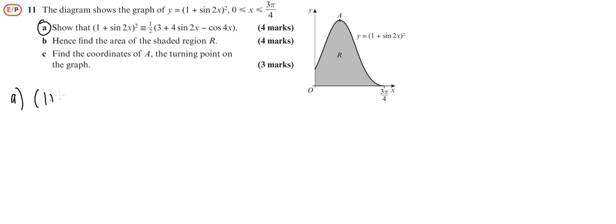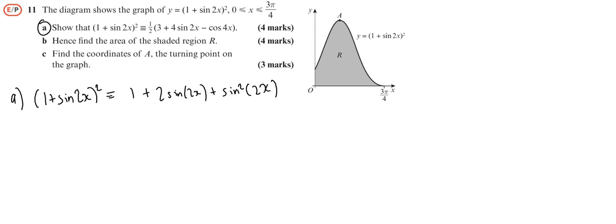So we've got 1 plus sine of 2x squared. That means that basically we're just going to have two brackets. So we get 1 times 1, that's 1. 1 times sine 2x, and sine 2x times 1. So we've got 2 sine of 2x. And finally, we've got sine squared of 2x. Right, so that's just expanding our brackets.